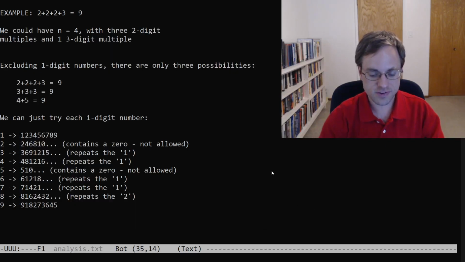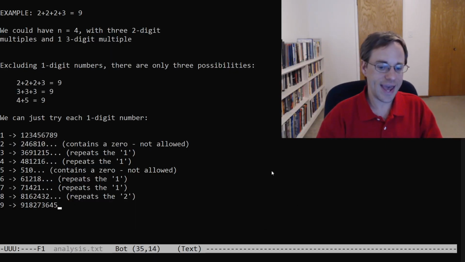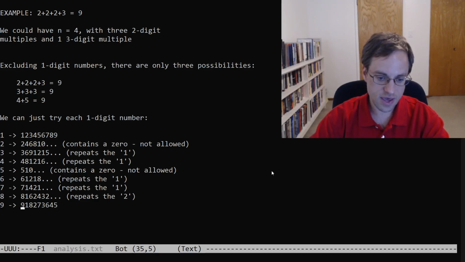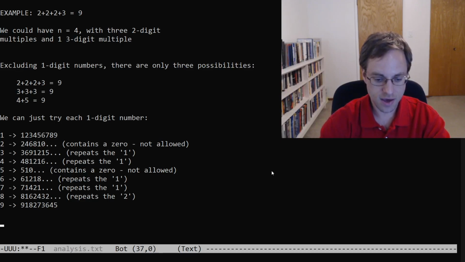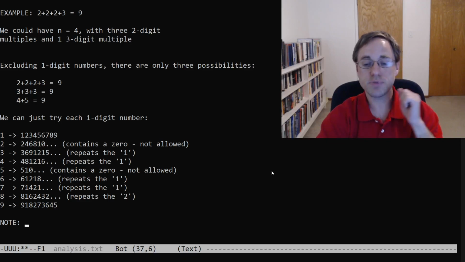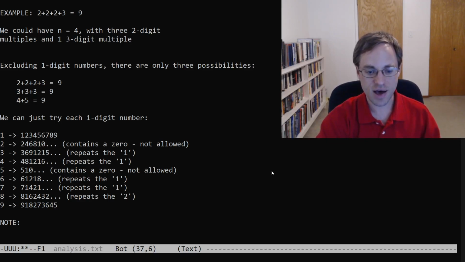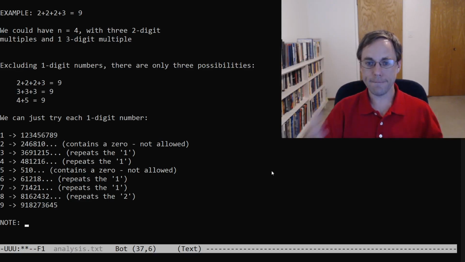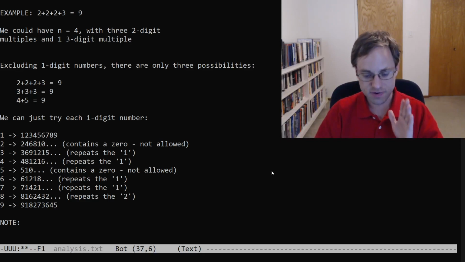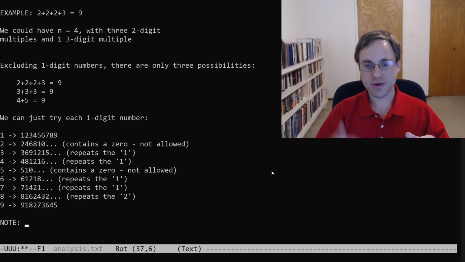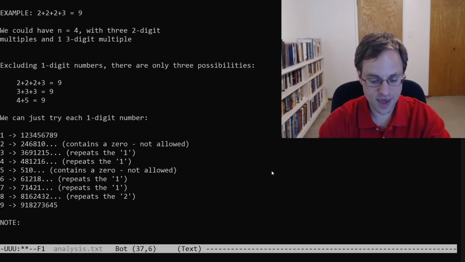But the reason this turns out to be a significant candidate answer is because it begins with a 9. So we'll say note, in particular, because we're trying to maximize our answer, any larger pandigital number must also begin with a 9. And so either this is our answer, or there's another pandigital number which also starts with a 9. And so we can say our answer must begin with a 9.